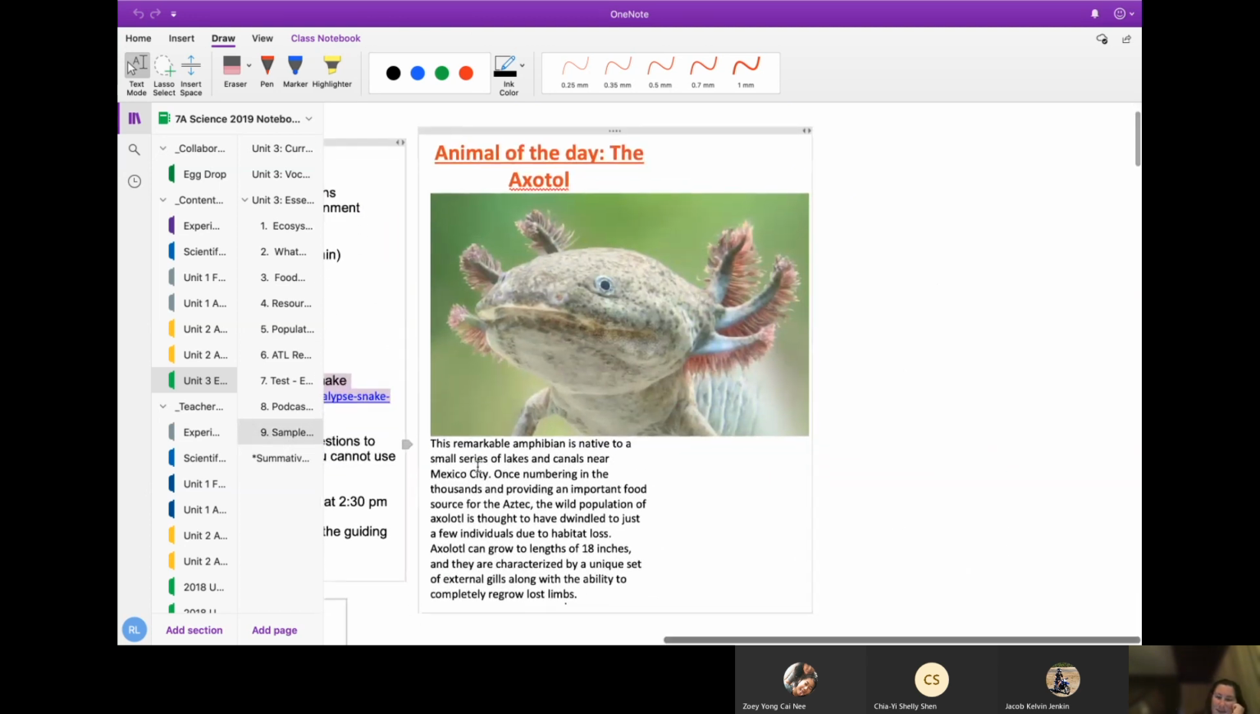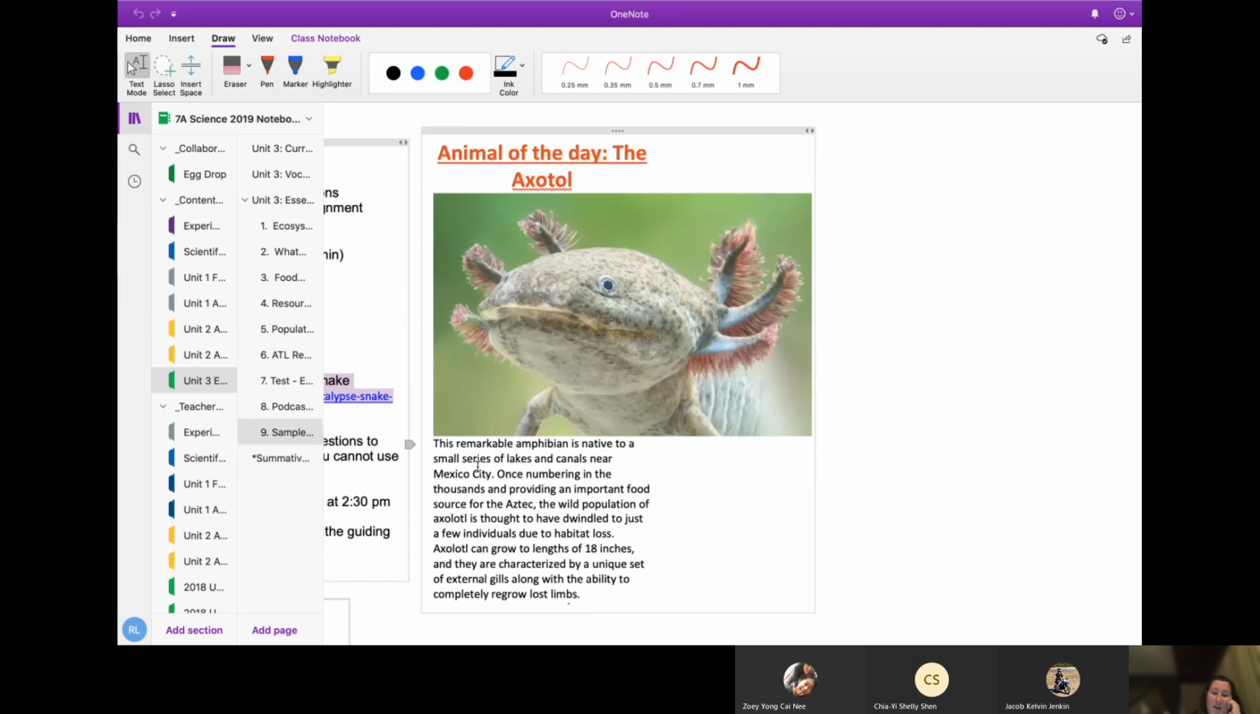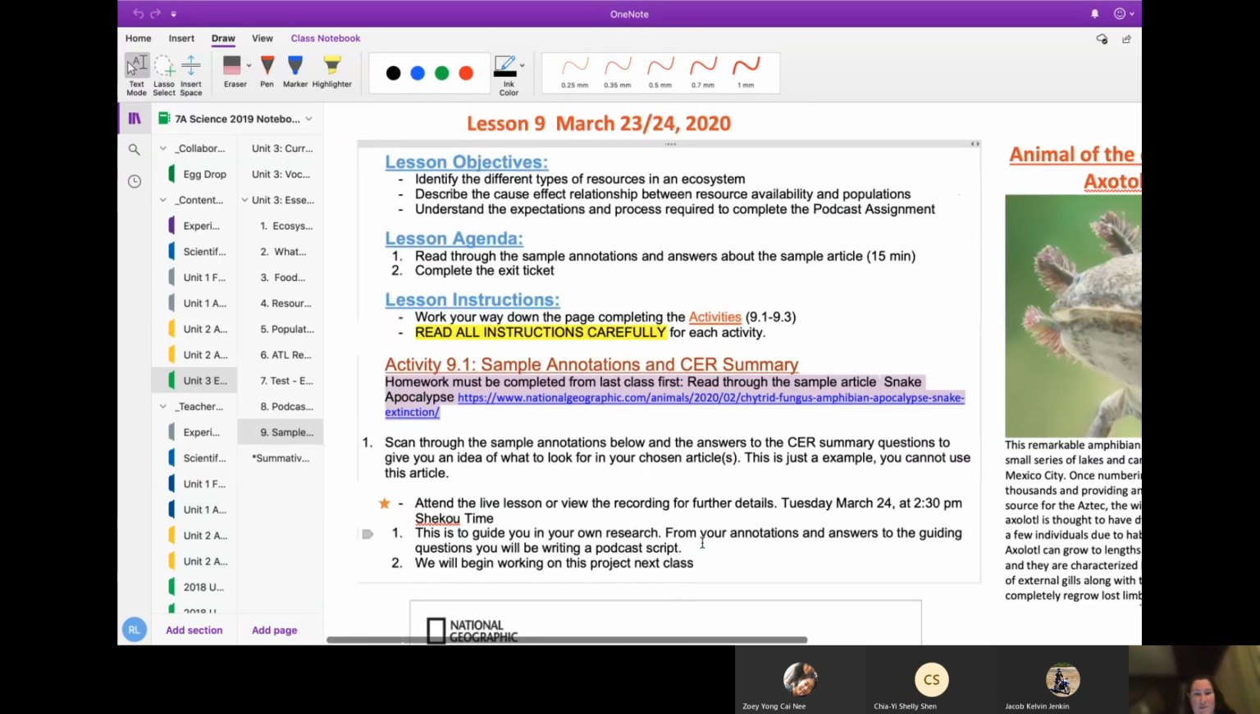Here's our animal of the day. This is the axolotl. They're actually endangered, some species of axolotls that live in Mexico City. The Aztecs used to eat them as a food source. They're small, but they're super cute. They live in aquatic environments, like swamps and streams.